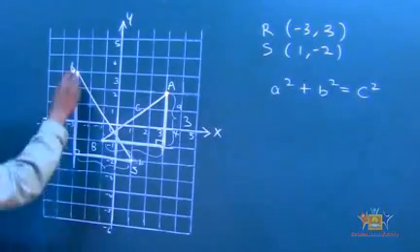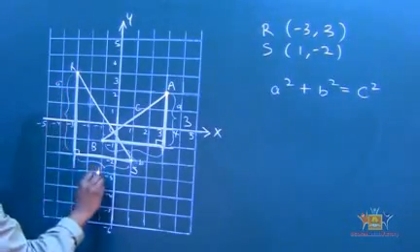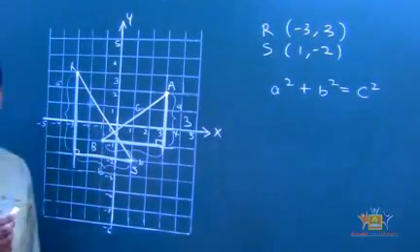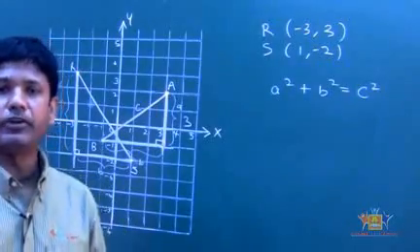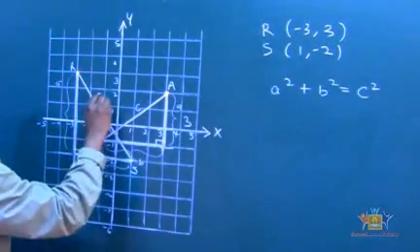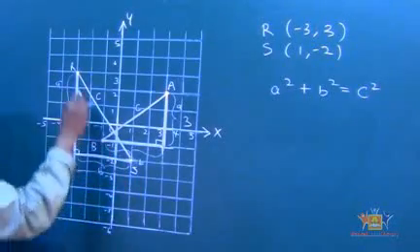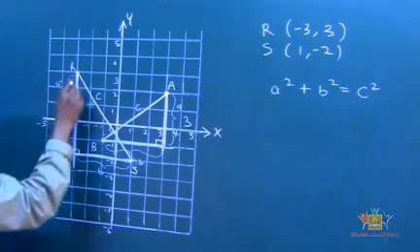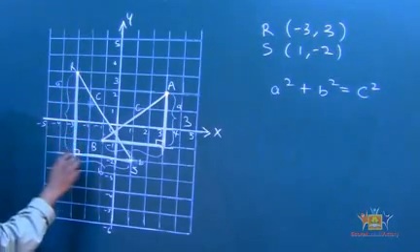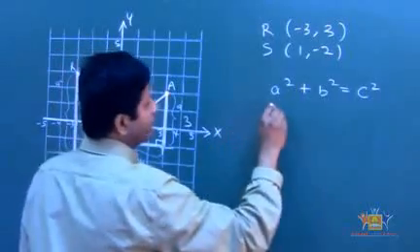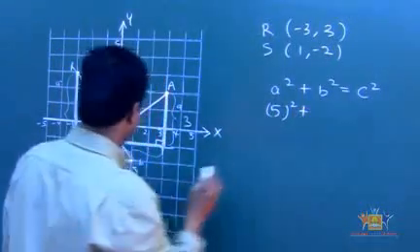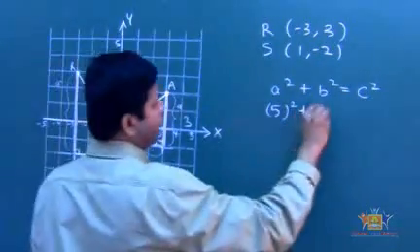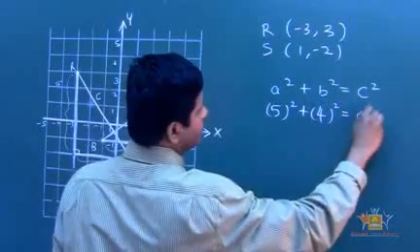Alright, so let's find the length of this. Let's say this is A and this is B, and this is the hypotenuse. It's always the one you're looking for the distance, so that automatically becomes C. That's what we're looking for. So what's the length of A from this point to this point? 1, 2, 3, 4, 5. That's going to be 5 squared. And B from this point to that point is 1, 2, 3, 4, so it'll be 4 squared equals C squared.